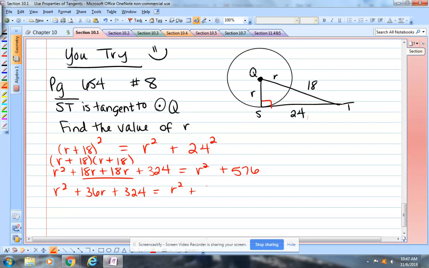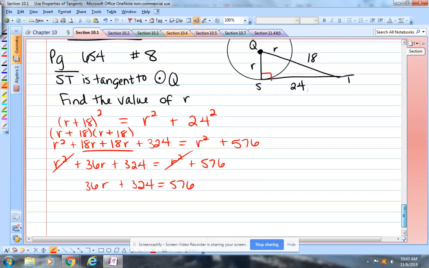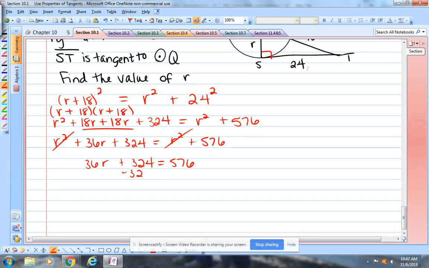What do we do with our R squares? Cancel them out, because if I subtract them on both sides, they go away. So now I've just got the equation 36R plus 324 equals 576. So 36R equals what number? 252. Then 252 divided by 36. You got that? Oh, y'all are geniuses. Very good.